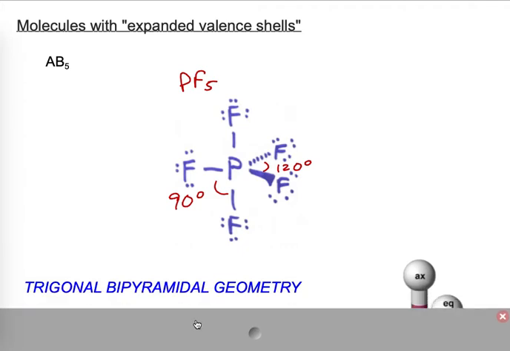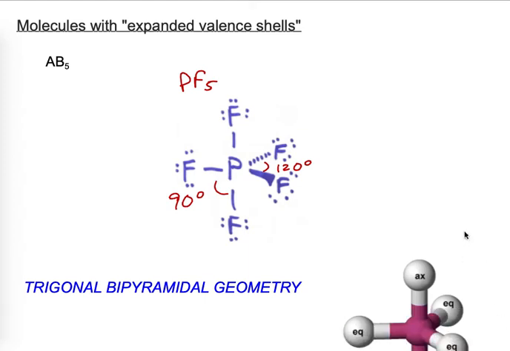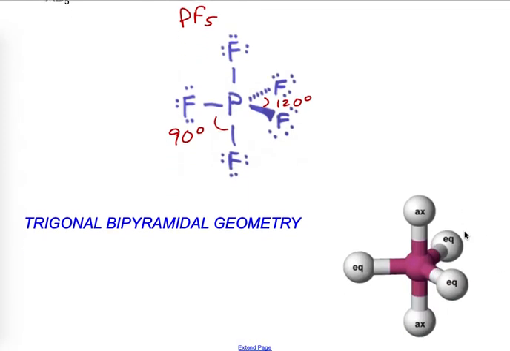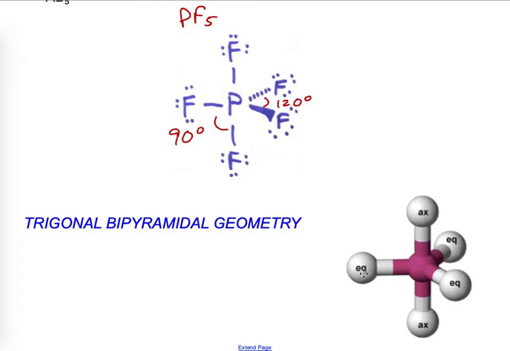This geometry is referred to as trigonal bipyramidal because it looks as though you have 2 trigonal pyramids, one on top and one on the bottom. And here is a depiction of the trigonal bipyramidal geometry. The 3 groups in the trigonal plane are referred to as being in equatorial positions. And the 2 in the linear orientation perpendicular to that plane are referred to as being in the axial positions.